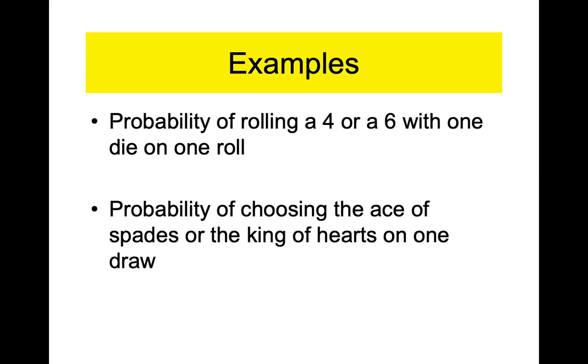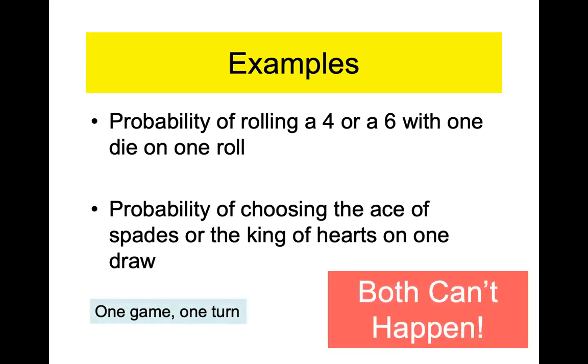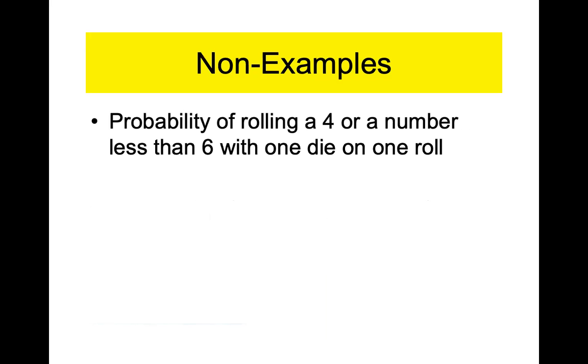Here's another one. You've got a deck of cards. What's the probability of drawing an ace of spades or the king of hearts in one draw? Can you do both? Can you do one of them? What would it take to get both of them? I'd need 2 cards, right? Today's the game: 1 game, 1 turn. That's what we're doing today. Both cannot happen at the same time. One of them can happen, but both can't. Tomorrow we'll do the opposite of that.